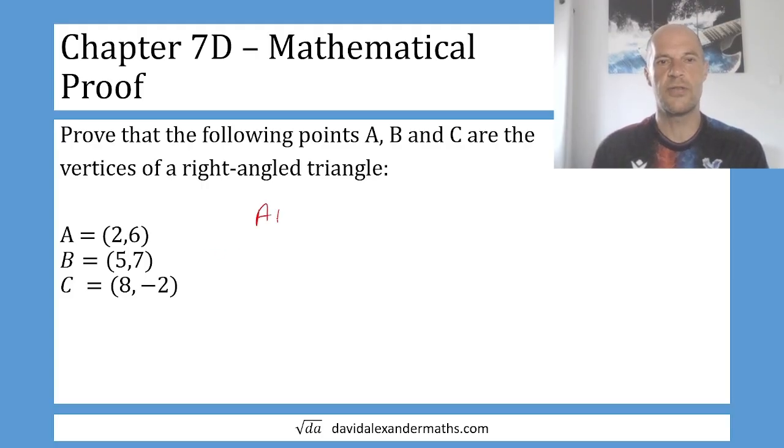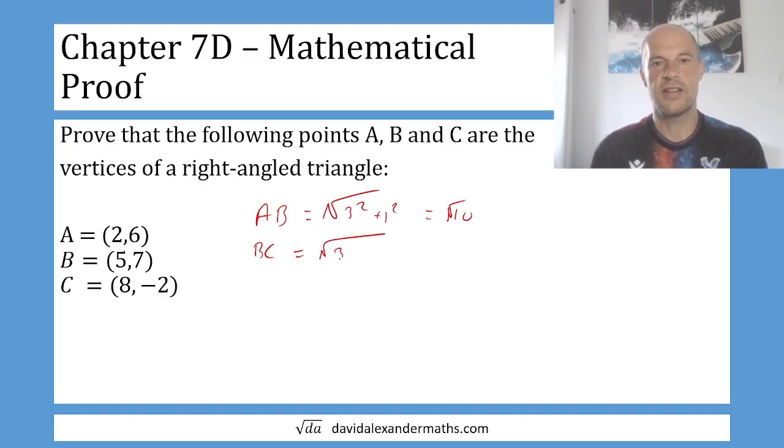So what is the length of AB? Well, AB is going to be the square root of 3 squared plus 1 squared, and if you don't know what I'm doing here, then maybe just go back and look at the distance between 2 points. So that is root 10. BC is the square root of 3 squared plus 9 squared, which is 3 root 10. And let's do AC or CA. AC is going to be the square root of 6 squared plus 8 squared, which is 10.